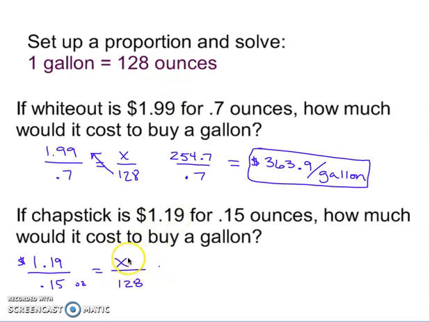So again, we're going to solve for this, and x is at the top, so we just need to cross multiply there. So we would get 1.19 times 128 would give us equal $152.3. And we're going to divide that by our 0.15. So when we take 152.3 and we divide it by our 0.15, that's going to give us a total of per gallon.